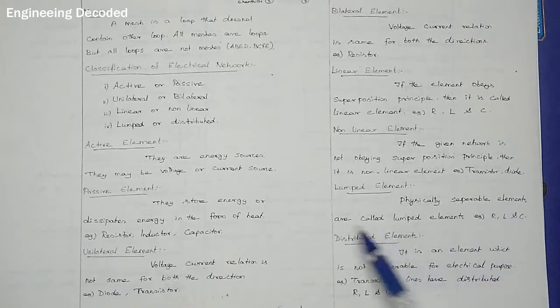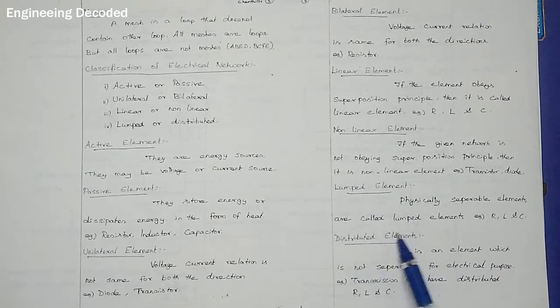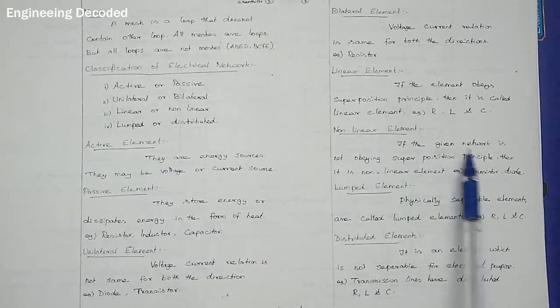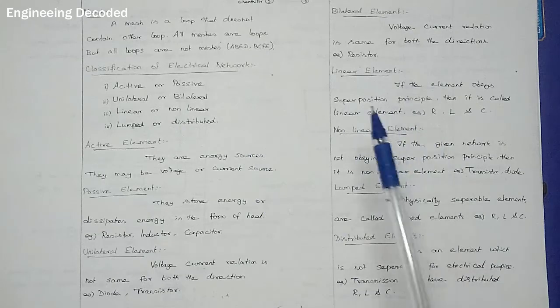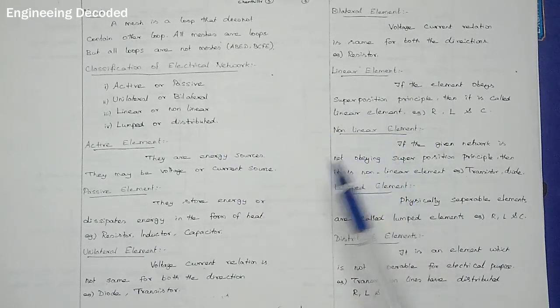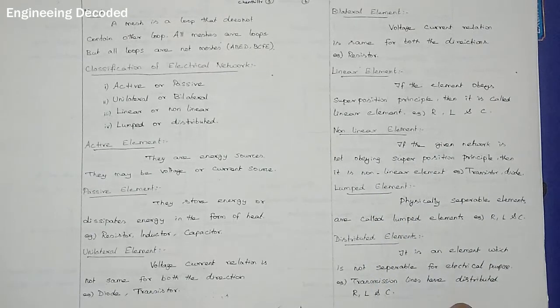Then lumped element. Physically separable elements are called lumped elements. So in a circuit we will have resistor, inductor, capacitor. If you want to remove it, we can easily separate it. Such elements are called lumped elements. Distributed elements. It is an element which is not separable for electrical purpose. We know transmission line. You will have a pole here and you will have a pole here. Wires will be flowing. Wires will be connected in between. So in those wires, it will have resistance, inductance, capacitance, everything. You can't remove that. So such elements are called distributed elements.